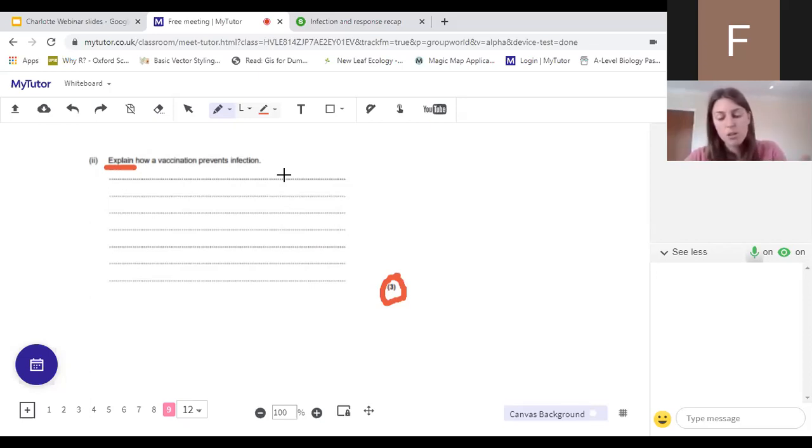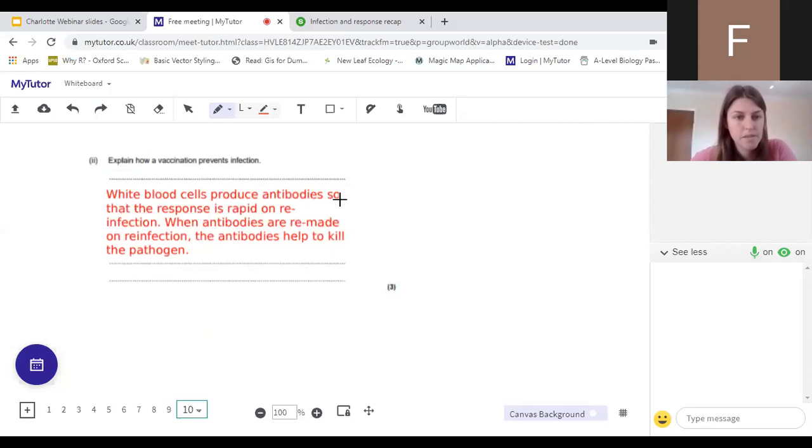Be careful when you come to a question like this that you don't just blurt everything that you know about vaccination. You've already answered a question saying what is a vaccine, so you don't need to cover that bit. You need to explain how it prevents infection. So we're talking about how it affects our immune system. Because it's a 3-mark question, we know that we need to include 3 parts to the explanation. So the way I usually approach these is to start at the beginning. So what happens when you're vaccinated?